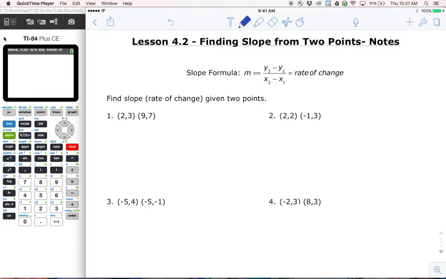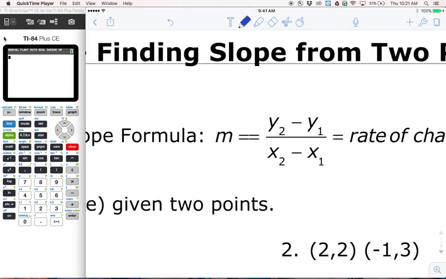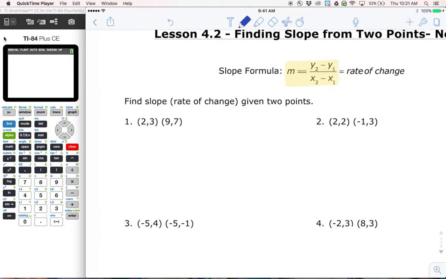Lesson 4.2, finding slope from 2 points. So today we are working with the slope formula, which we are given right here. So we have m is equal to y2 minus y1 divided by x2 minus x1. We also talked today about how slope is often called rate of change. All right, let's go ahead and look at the first problem.